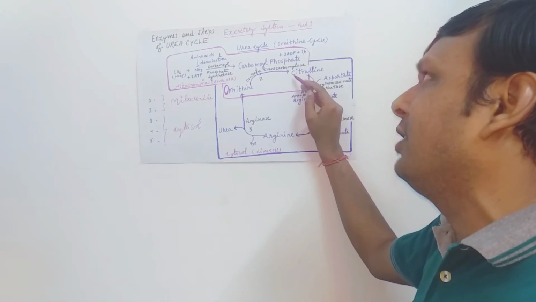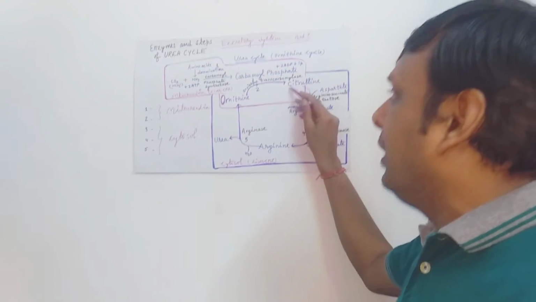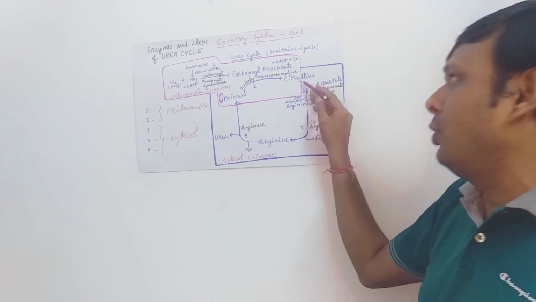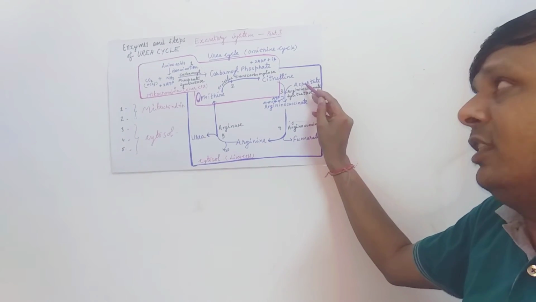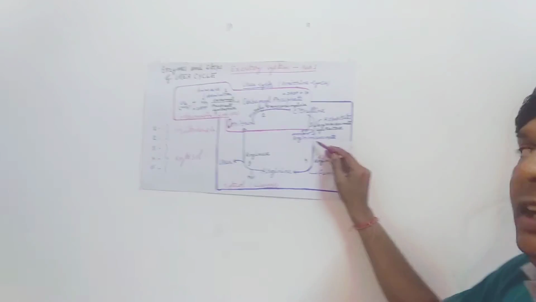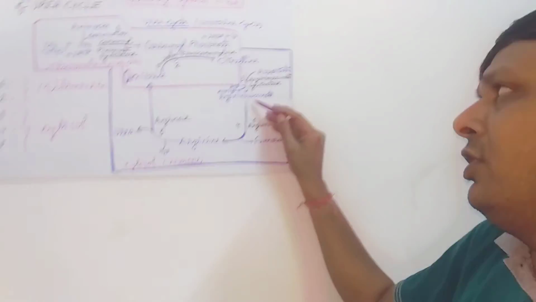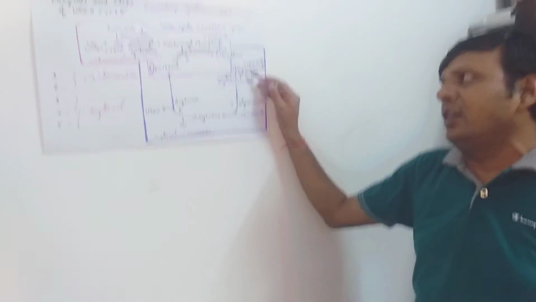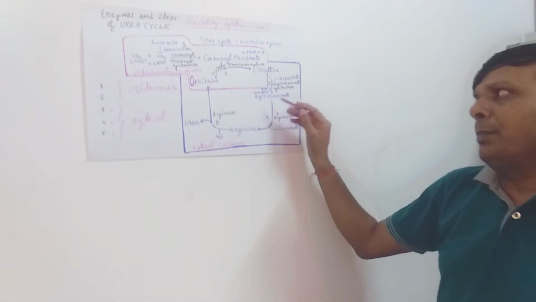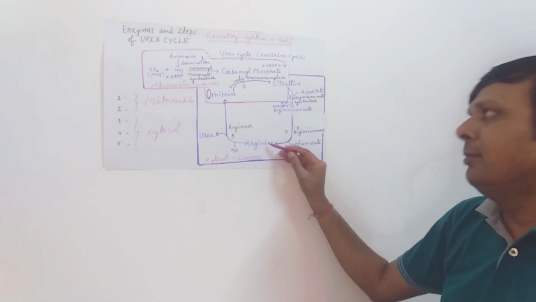This second reaction also occurs in the mitochondria of the liver cell. Citrulline is an intermediate in the urea cycle. This citrulline is transported by a membrane channel present in the mitochondria into the cytosol. Here citrulline combines with aspartate, and a compound, argininosuccinate, is formed. It is the third step of the urea cycle, and during this formation, a very important enzyme, argininosuccinate synthetase, takes part.